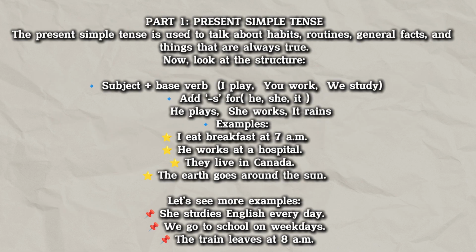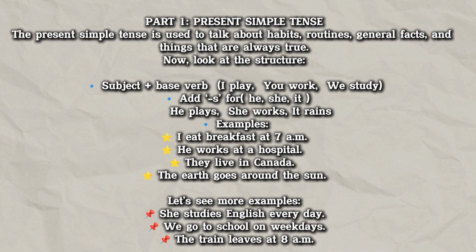Part 1. Present simple tense. The present simple tense is used to talk about habits, routines, general facts, and things that are always true. Now, look at the structure. Subject plus base verb. I play, you work, we study. Add S for he, she, it. He plays, she works. It rains.